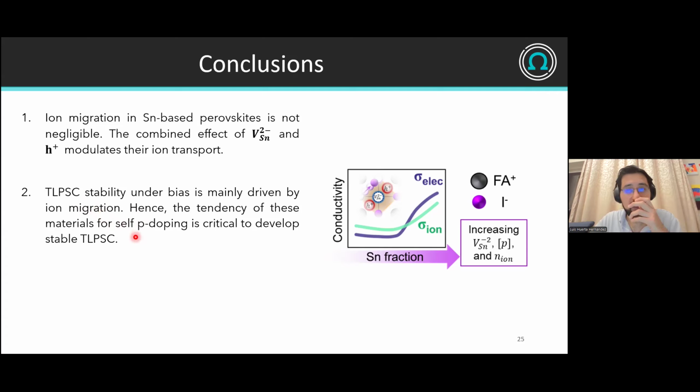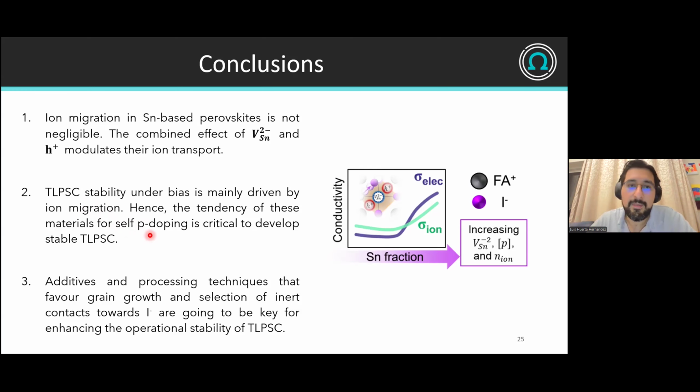And this is really important because tin-lead perovskites have this tendency of self-p-doping. So I think it's going to be really critical for the development of stable tin-lead perovskite solar cells. And another outcome, I think, is that we need to start studying additives or processing techniques that can favor grain growth. Maybe Kai can tell more about this. And also, it will be really important to select inner contacts that do not react with iodide or that are stable towards iodide migration. And I think that would be really important to enhance the operational stability of these materials.